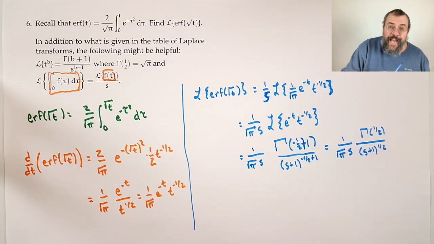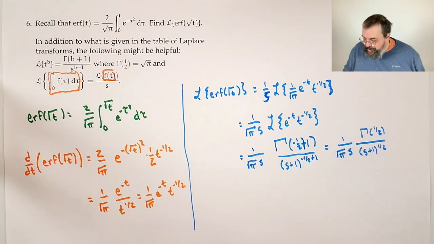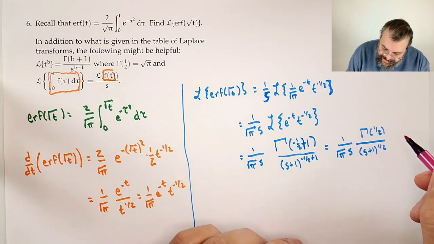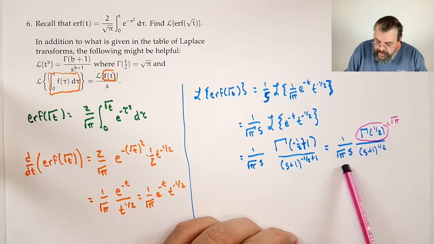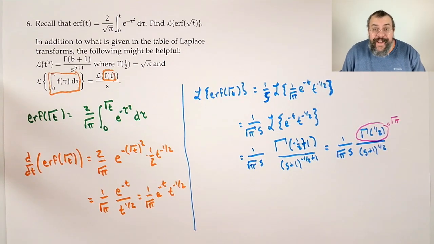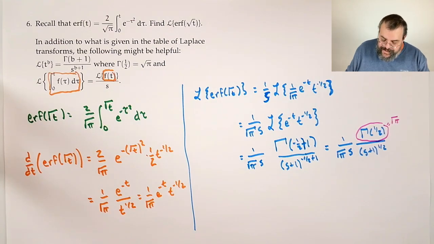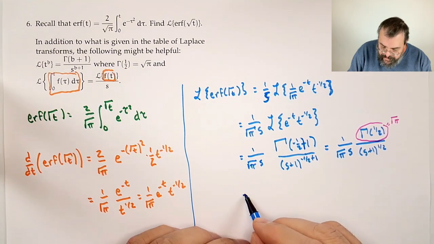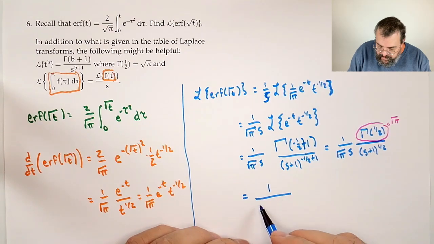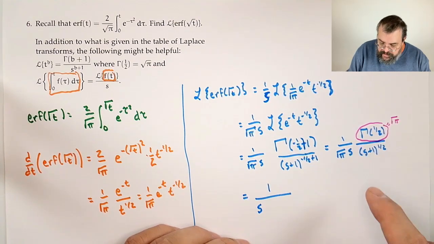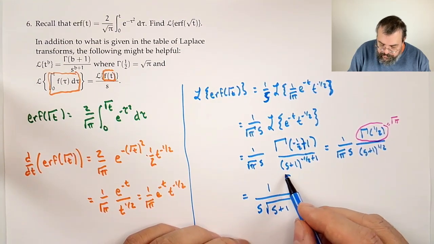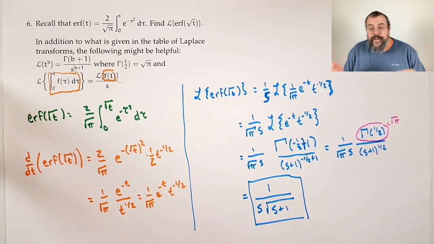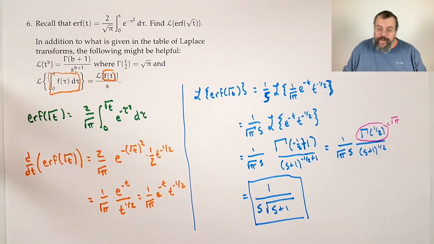But what is gamma of a half? It's square root of pi. So this part right here is square root of pi. And then we say, hey, square root of pi cancel out. And so we get a nice answer, which actually doesn't involve any pi at all. So there's s, and then s plus 1 to the 1/2, square root s plus 1. And there's our answer. Last problem, final answer to our practice.